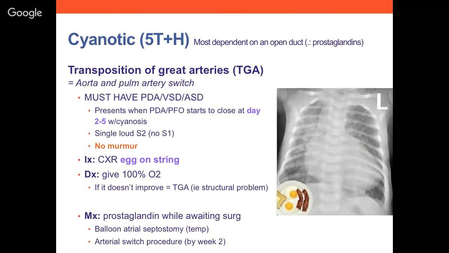Cool. So the next one is TGA, transposition of the great arteries. And what's going on here is that the great arteries, the pulmonary artery and the aorta, simply switch. Something went wrong and they just went in the wrong direction.